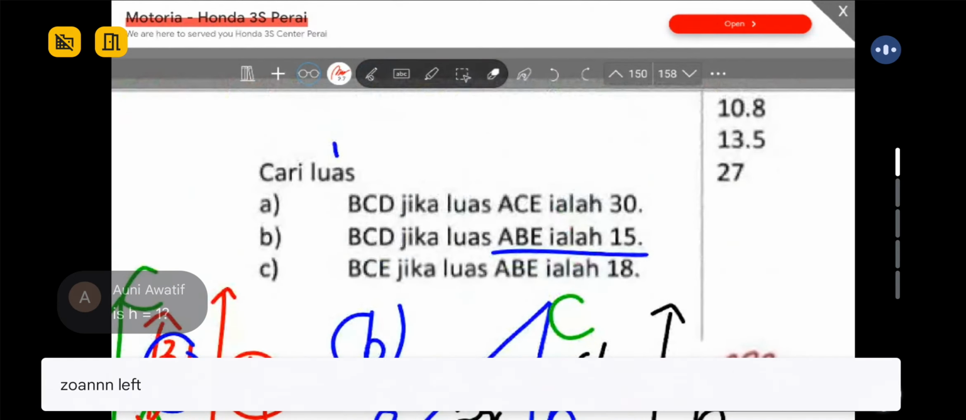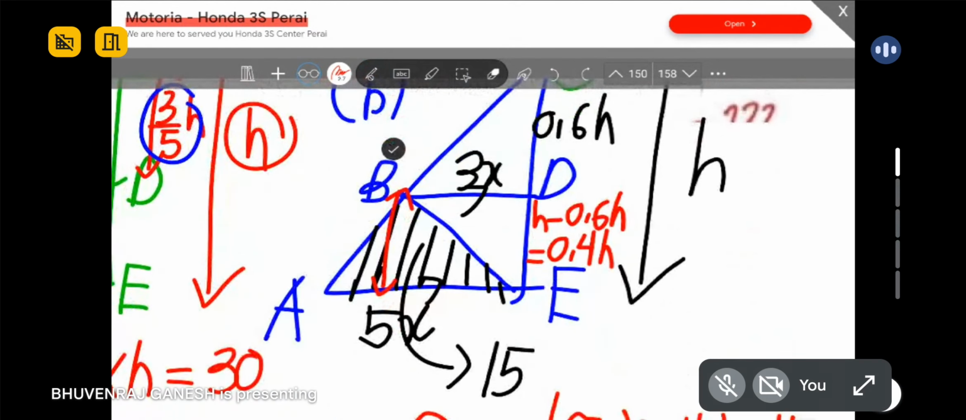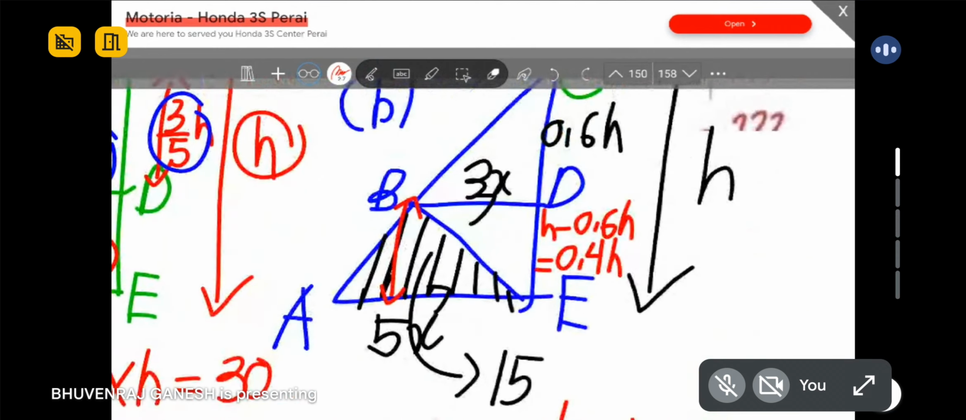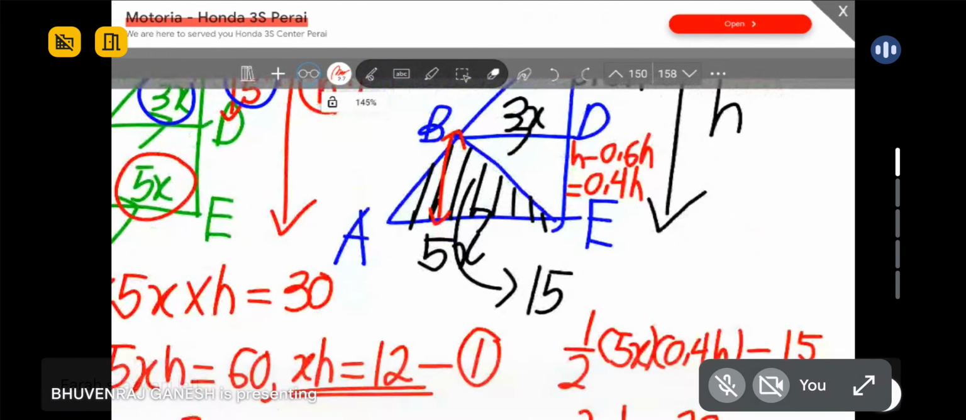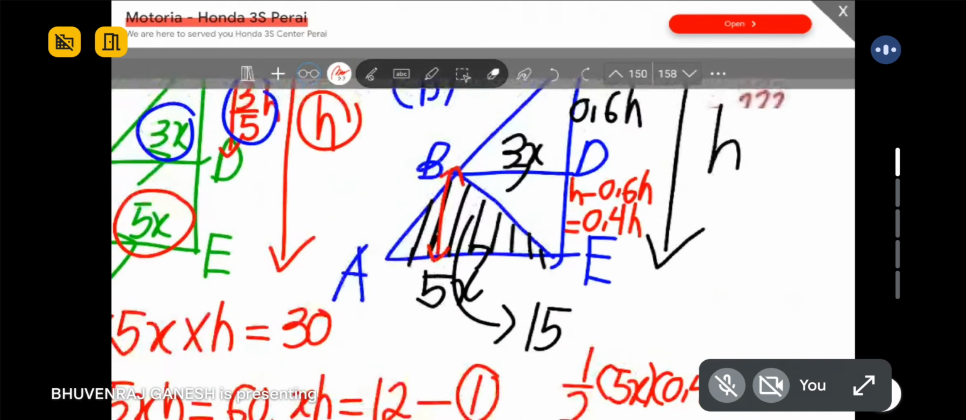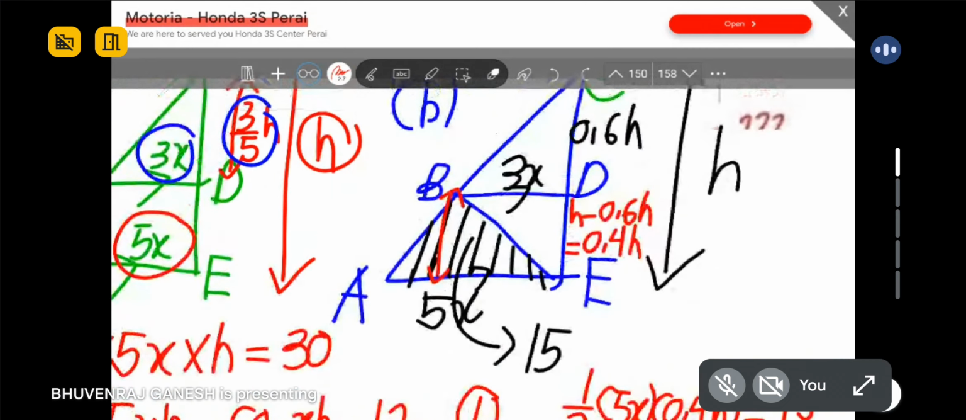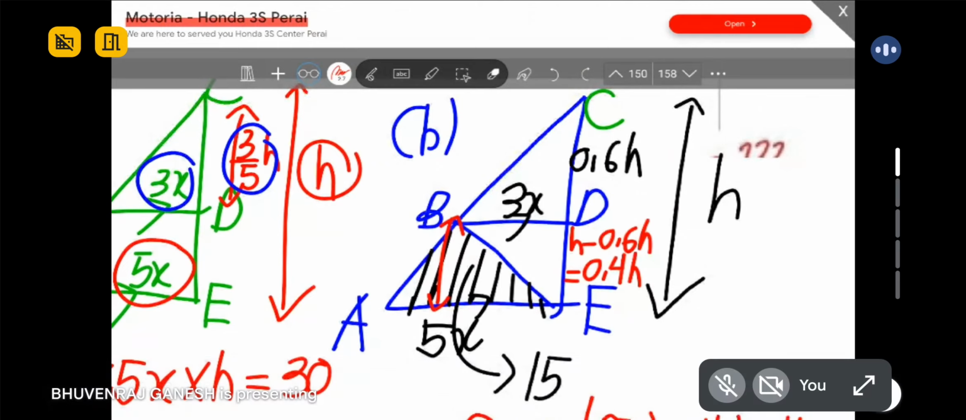So from now you can look at the question. Question suruh cari apa? BCD, luas. Again, it's the same formula. We don't know the value of H. We cannot find the value of H because there are too many unknowns. And you don't need to know the value of H also. Tak perlu tahu. You don't need to find it.